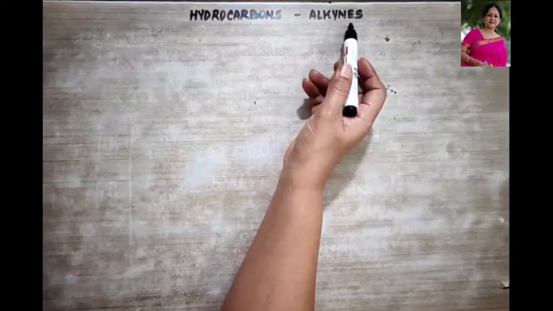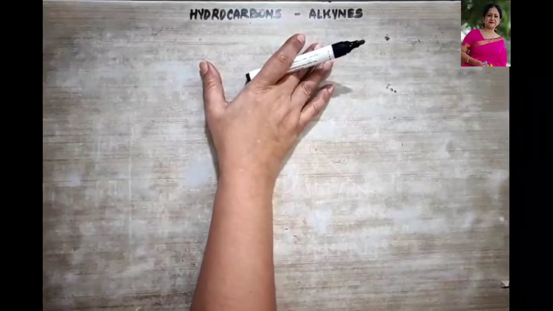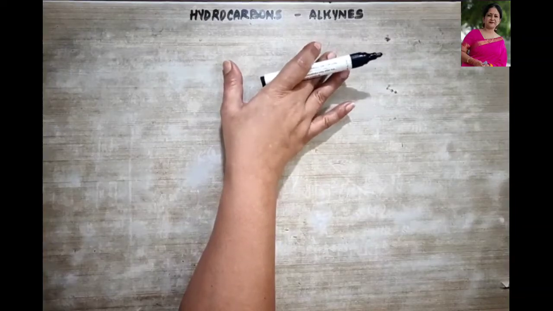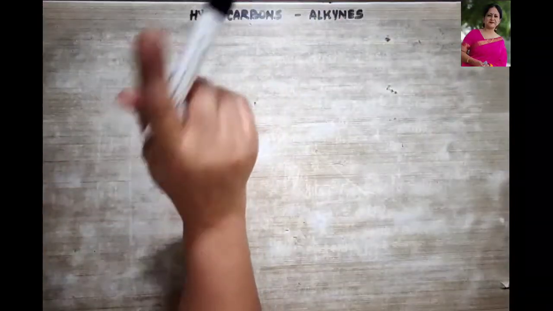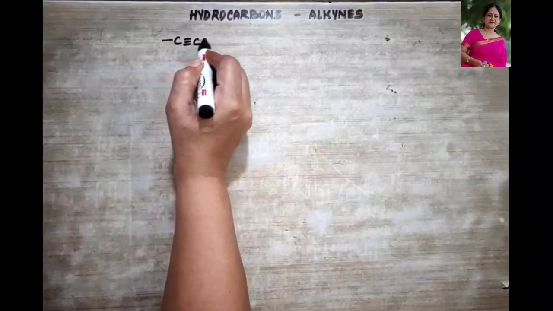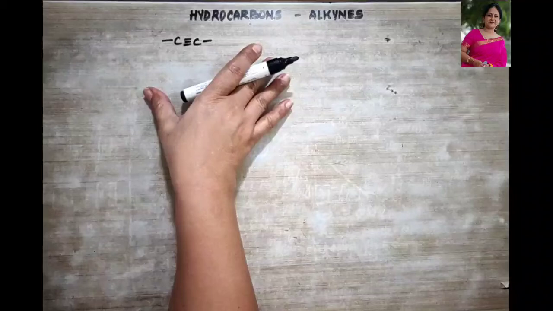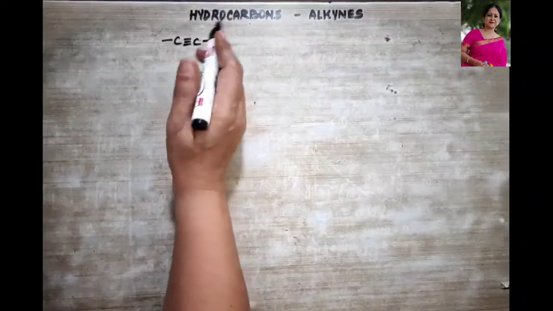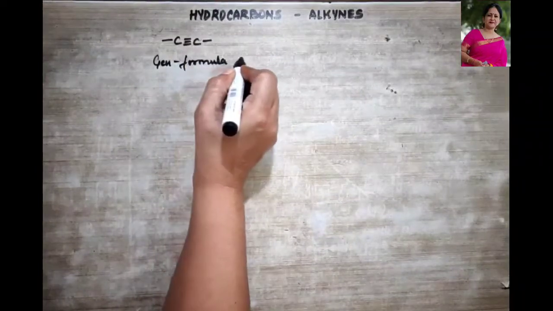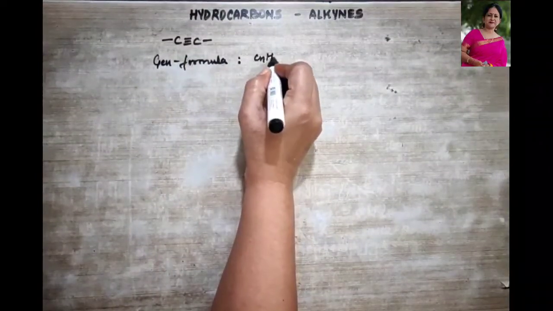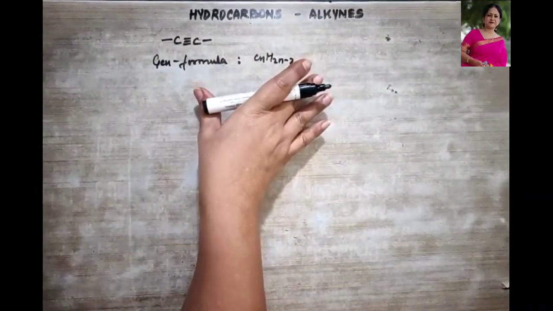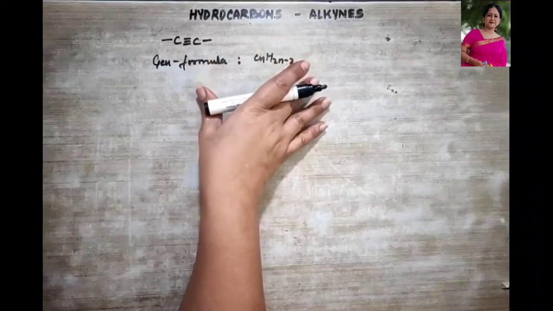Today we are going to study alkynes in the hydrocarbon chapter. So these are unsaturated hydrocarbons having at least one triple bond between two carbon atoms. Between two carbon atoms there should be one triple bond, right? Their general formula will be what? General formula is CnH2n minus 2, right? Now let us talk about the structure of the triple bond.